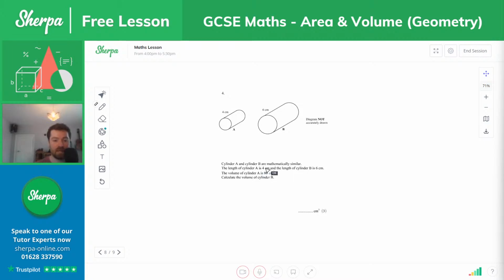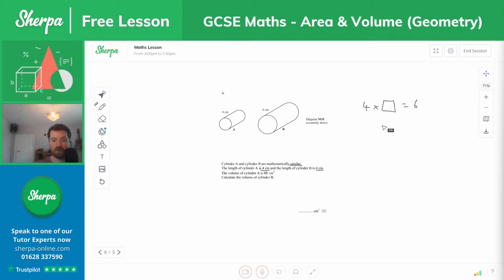So cylinder A and B are similar again. Very similar question as well. The length of cylinder A is 4, and the length of cylinder B is 6. The volume of cylinder A is 80 centimeters cubed, and we want to calculate the volume of cylinder B. So first of all, we need to work out what is our linear scale factor. What are we multiplying this original shape by to get our new shape? If we're going from 4 up to 6, we have to think, 4 times something, our scale factor, is going to give us 6.